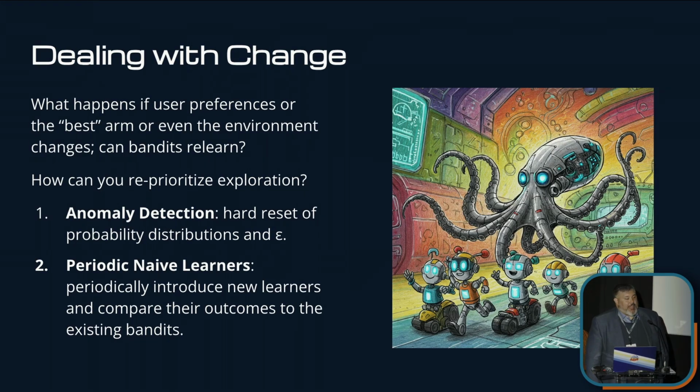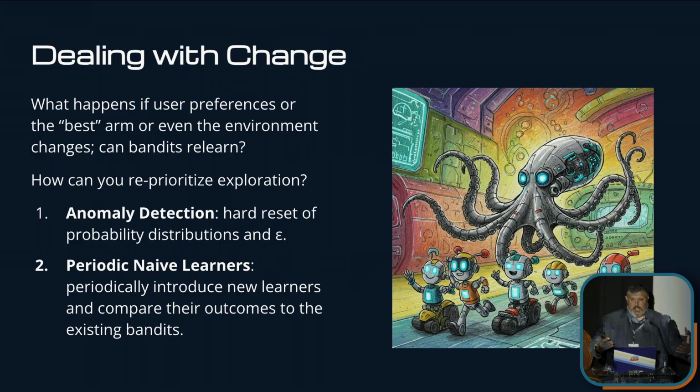The last thing I want to talk about before we get into some of the details of this is dealing with change. One thing that happens is, as you start, you're doing more exploration than exploitation, and then you get to this point where you're doing more exploitation than exploration. The question that probably immediately leaps to mind is, what happens if things change? What happens if the user preferences change or if the dynamics change? And this is actually a really hard problem.